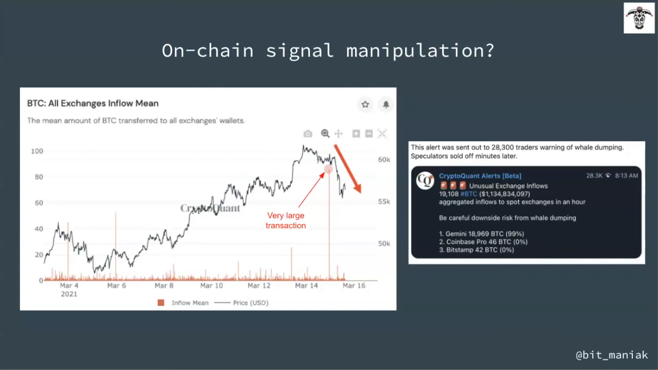And CryptoQuant has an alert system. Many traders are subscribed to it, and you can see on the right-hand side a screenshot of this alert that went out automatically to almost 30,000 traders, warning them of a massive exchange inflow, so into an exchange, in this case Gemini, that could possibly be a whale dumping. And we're talking about a big transfer. This is 19,000 Bitcoin, so worth over $1 billion. And what you would expect to happen happened. People freaked out and the price crashed almost 10%.